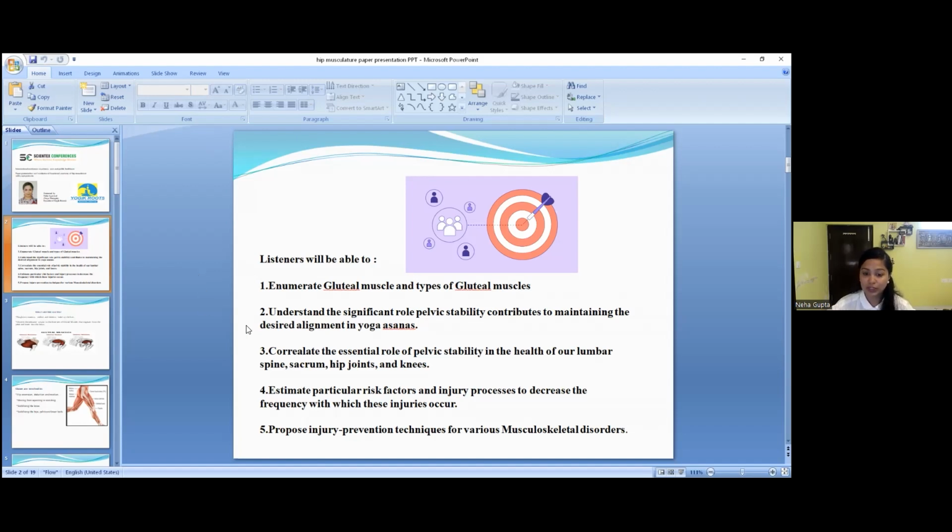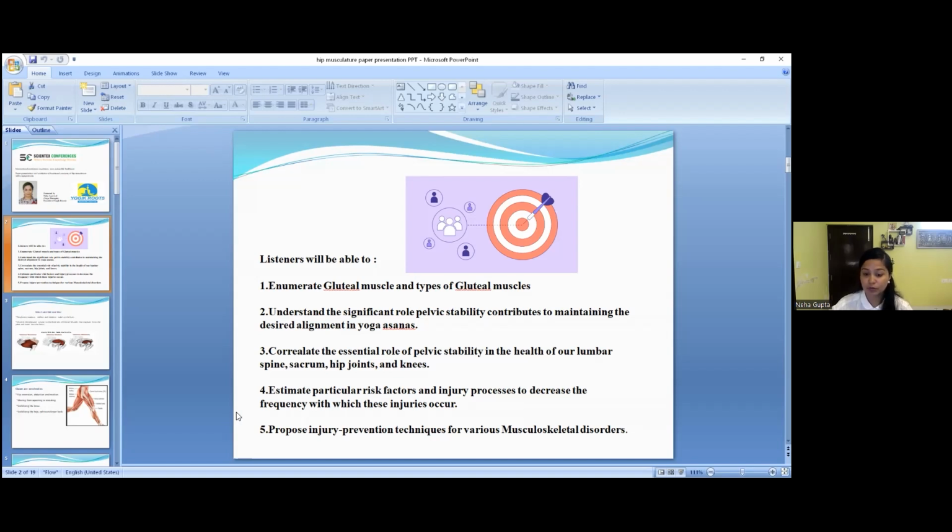We will also correlate the essential role of pelvic stability in the health of our lumbar spine, sacrum, hip joints, and knees. Our hip muscles not only give us stability, but are also the base which divides our trunk from the lower limbs. We'll know how the hip is very important in minimizing injuries and decreasing their frequency.